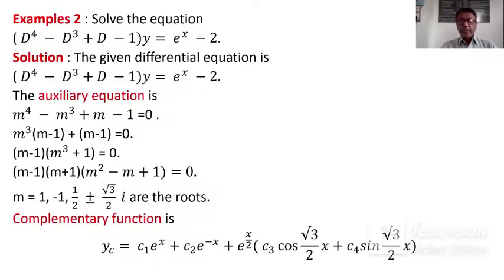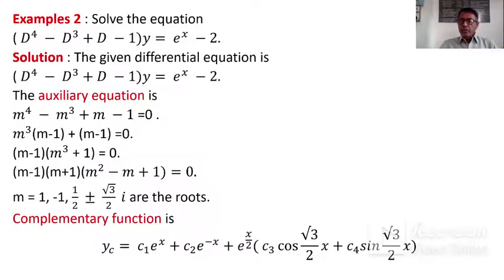And we factorize this as m minus 1 half plus root 3 upon 2 i, and the second bracket m minus 1 half minus root 3 upon 2 i. You may factorize by any method, then we obtain the values of m as 1, minus 1, plus 1 half plus or minus root 3 upon 2 i. These are the roots of the auxiliary equation.